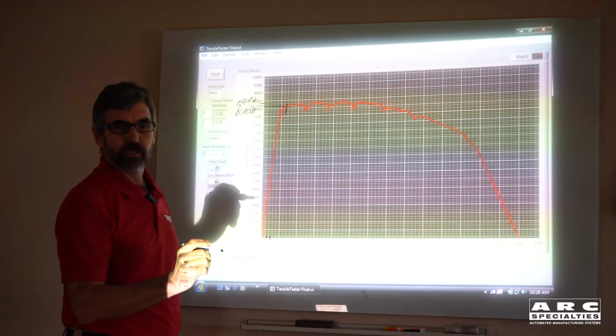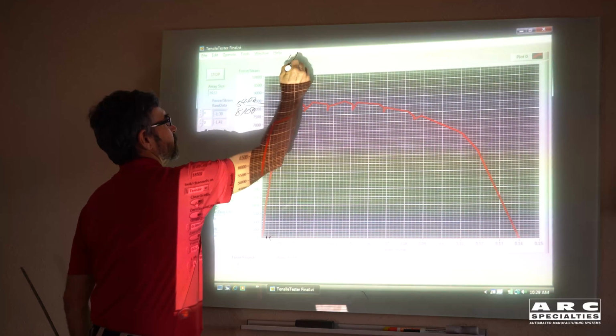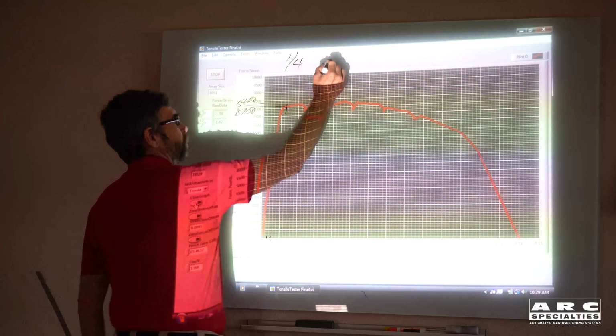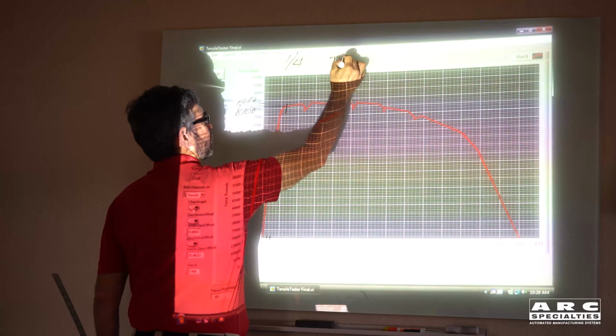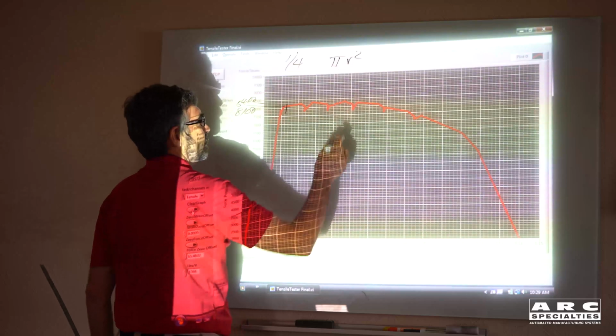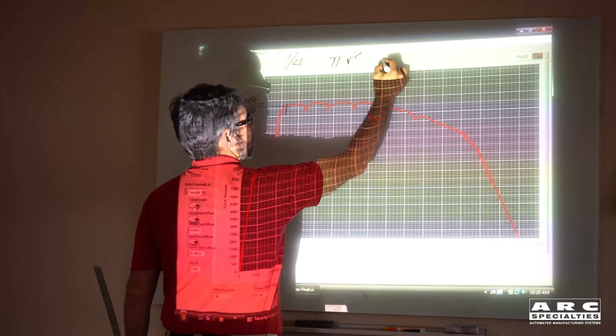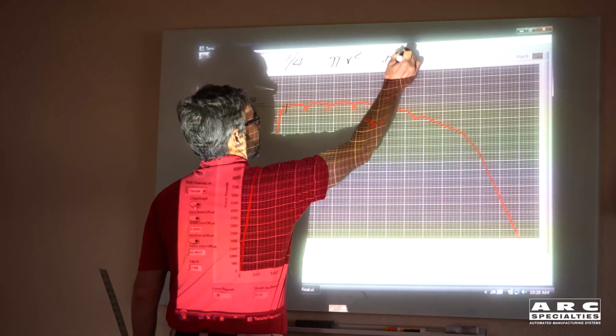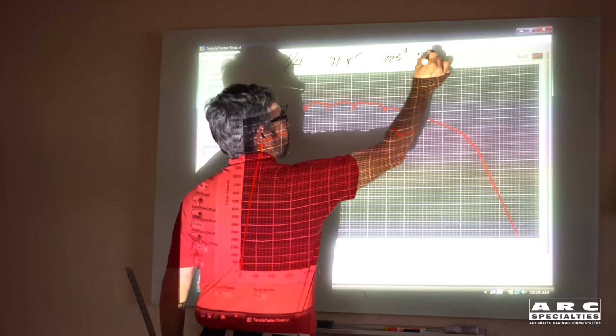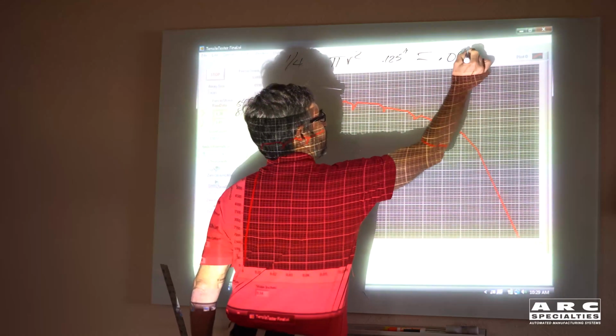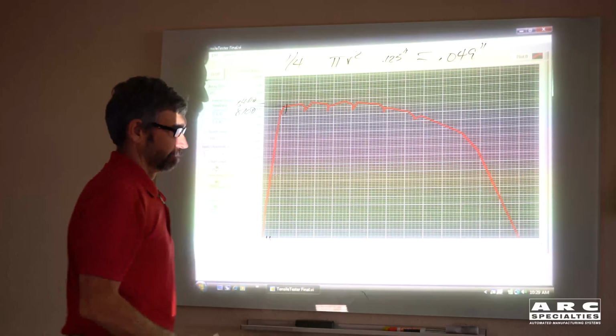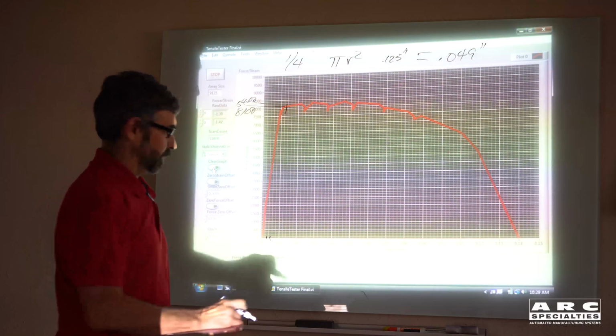We knew the diameter of the tensile specimen was 1/4 inch. So the equation for the area is pi r squared. So r in this case is 0.125 inches. Pi r squared is equal to 0.049 inches squared. So that's the cross section of our tensile specimen.